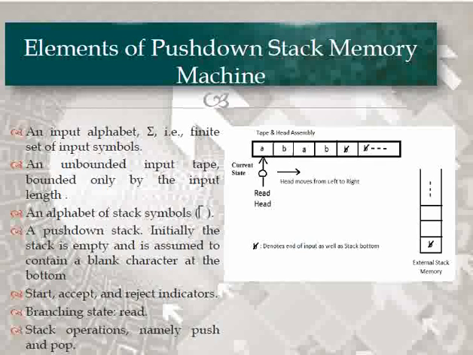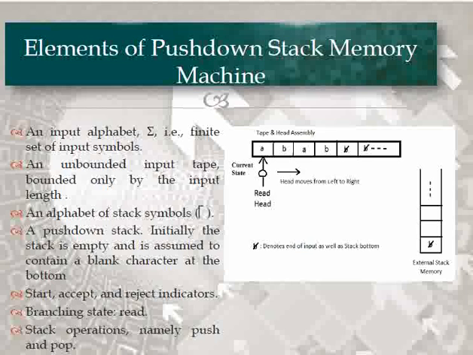Push down automata can arbitrarily remember long input strings, unlike your finite state machines, because these finite state machines do not have any memory associated with them. But in the case of push down automata, it is associated with a stack which acts as an infinite memory storage.